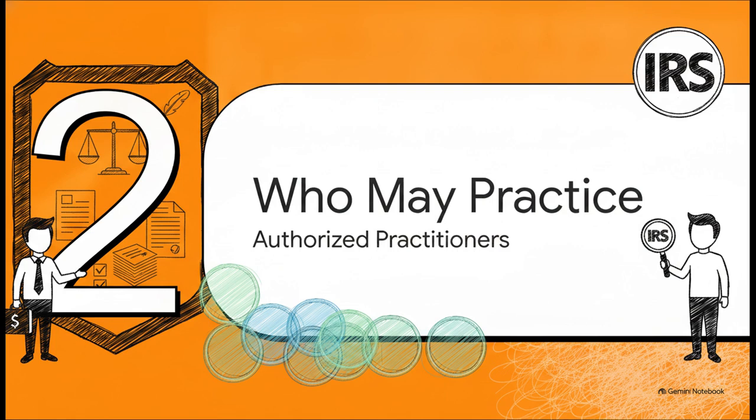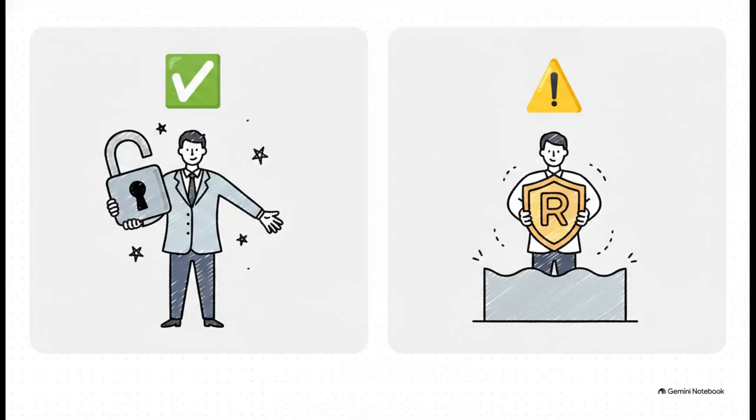Moving on to Section 2. Who may practice before the IRS? Before we can apply the rules, we obviously need to know who is actually authorized to practice before the Internal Revenue Service. Practitioners basically fall into 2 distinct categories. First, we've got professionals with full practice rights. This means unrestricted representation. Certified public accountants, attorneys, and enrolled agents fall into this group. They can represent taxpayers in all stages of IRS proceedings, and that includes audits, appeals, and collections.